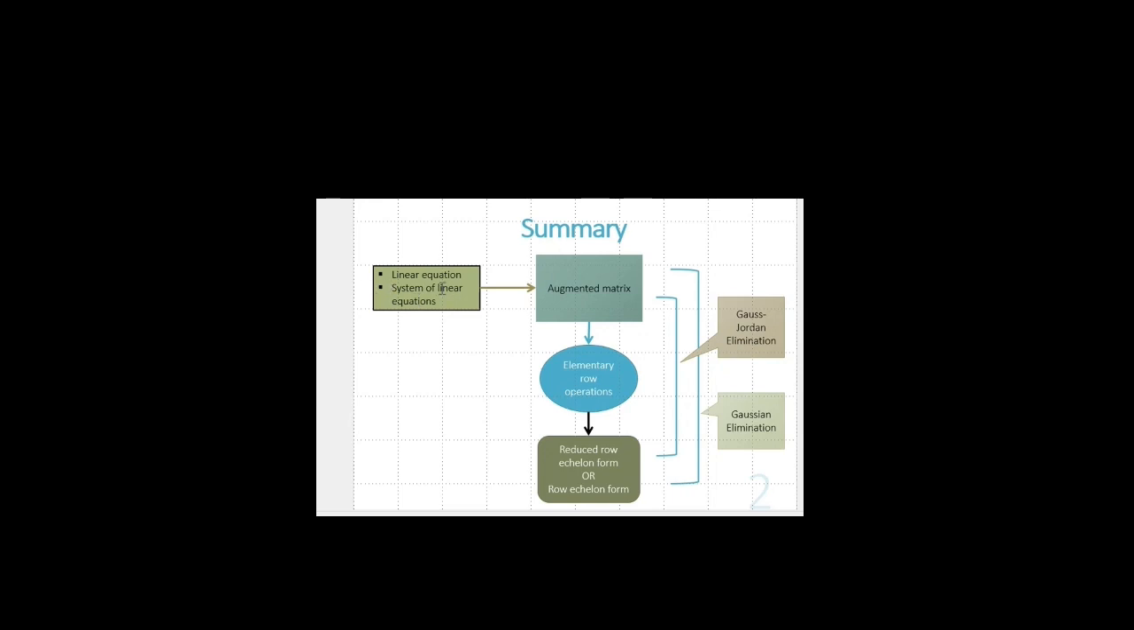So we know that we have linear equations, how to recognize those. If we have more than one equation, we have a system of linear equations. We know how to represent them by an augmented matrix. We now know a lot of different elementary row operations, and we're trying to get them into reduced row echelon form or row echelon form in order to simplify those systems so that we can solve them.